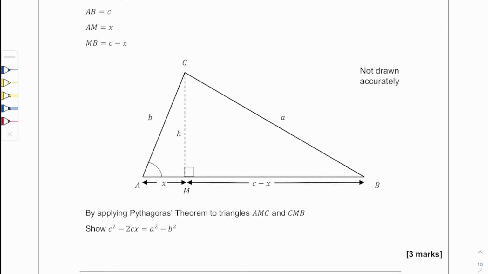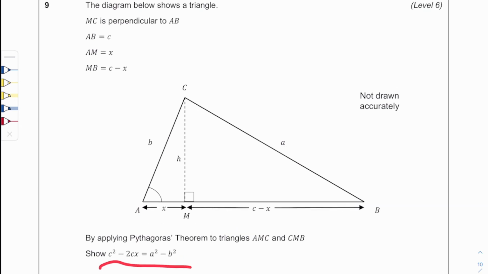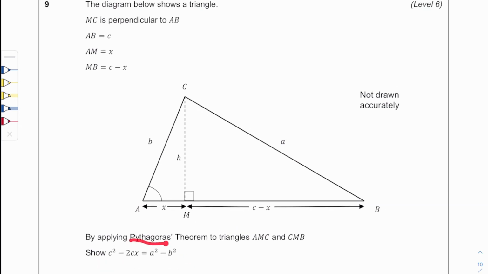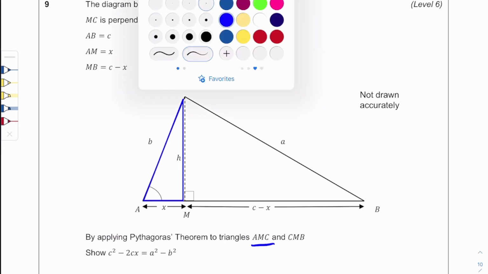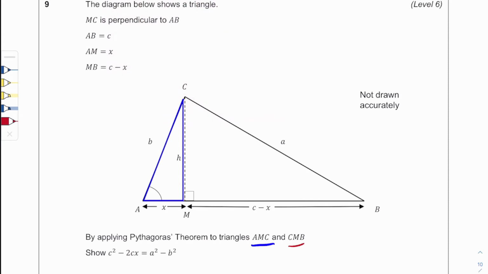Right. Okay, now a question like this, you probably think, okay, how on earth am I going to show this? But they've given us a clue. They've said by applying Pythagoras' theorem, so we're going to have to use that theorem in some capacity for this question. Okay, so the first thing I'm going to do is I'm going to draw on these two triangles. So we've got AMC, so we start at A, go to M, up to C, and back down to A. Okay, and then we've got another triangle which I'll use red for, which is CMB. So we've got C, let's not do it from that point, let's do it from about here.